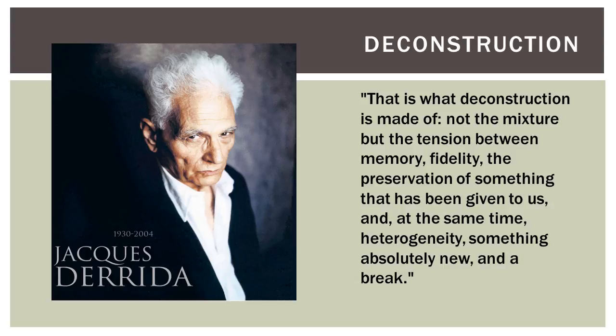So it's a fundamental tension between memory, fidelity, and the preserving of something that has been given to us, and at the same time, heterogeneity, something absolutely new, and a break. If you think back to those cultural shifts that we talked about earlier in the lecture, that sense that something has shifted in the society, what Derrida wants to do with deconstruction is say, well, we have memory, we have fidelity to a tradition, we have the preservation of what's been handed down to us, and at the same time, we have the perception of heterogeneity, something that's different, something absolutely new, and a break. It's acknowledging the tension in the culture and in the shift that has happened toward truth and knowledge, toward our understanding of meaning, toward our understanding even of what's real and what's actually out there.